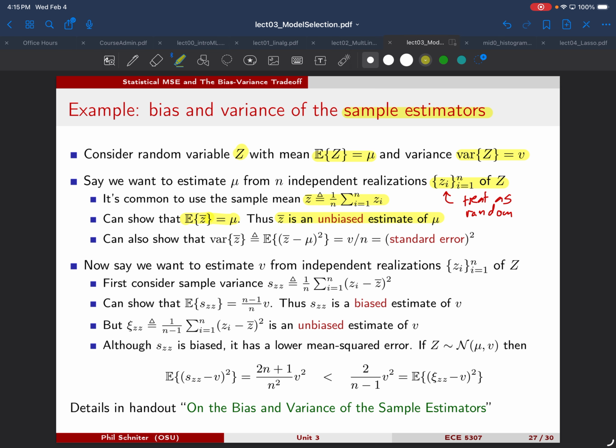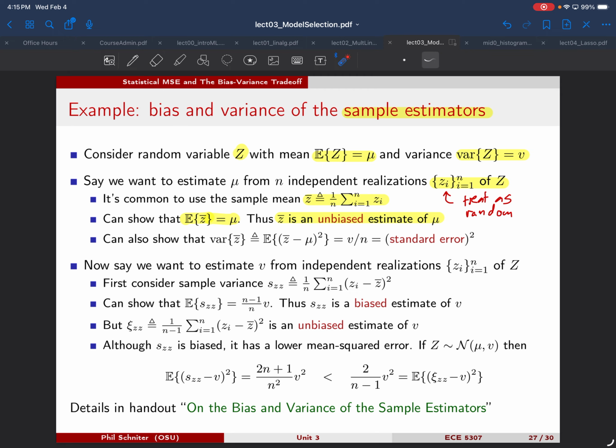You know that the sample mean you get from any n realizations is not going to be equal to the true statistical mean, but you know that it's not systematically lower or greater than the true mean mu. Does that idea make sense? Okay, so that's the sample mean.